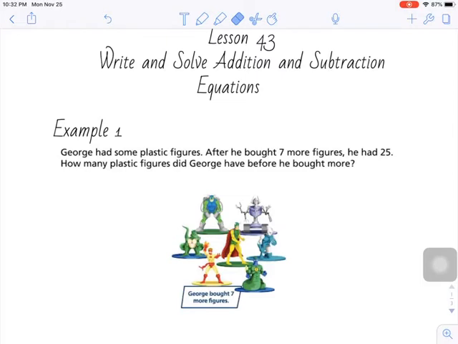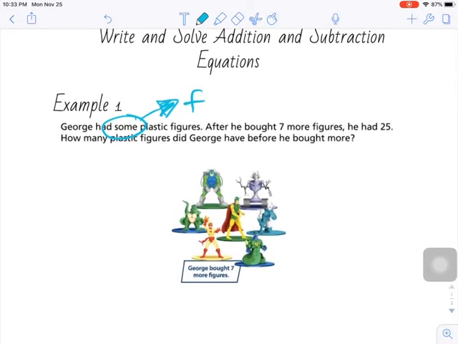In the first sentence, when it says George had some plastic figures, remember that word "some." When we're writing expressions, we don't know what that is. So we're going to put a variable here. We can put anything A through Z. Since we're doing figurines, I'm going to put F. We don't know how many he had to start with.